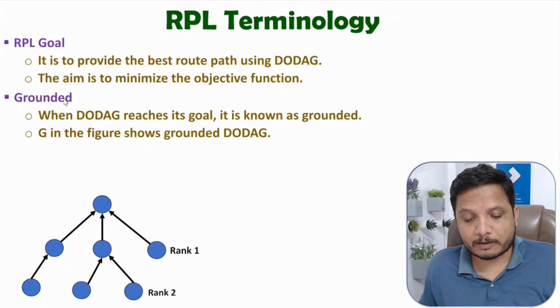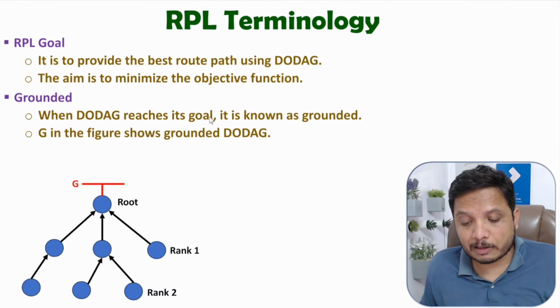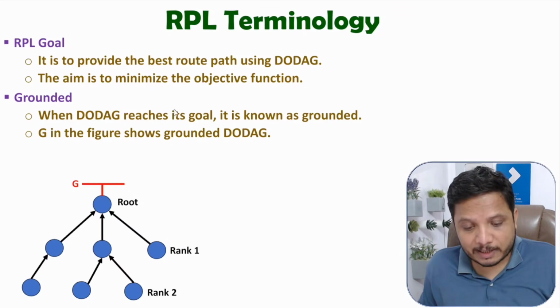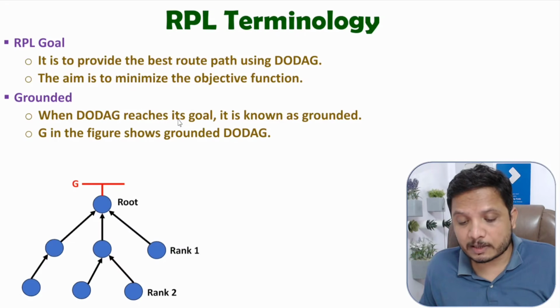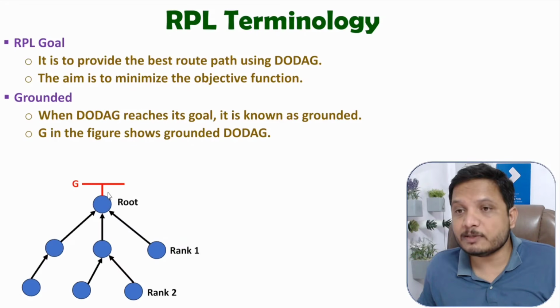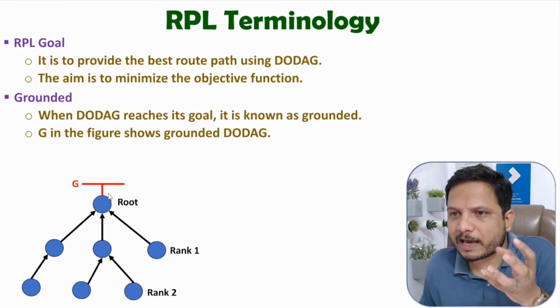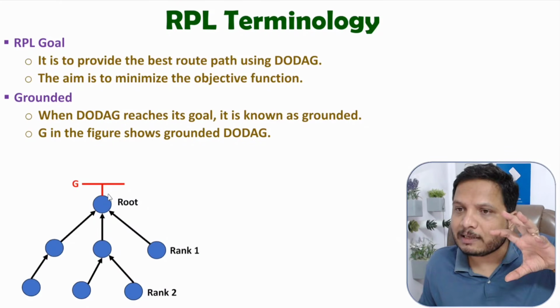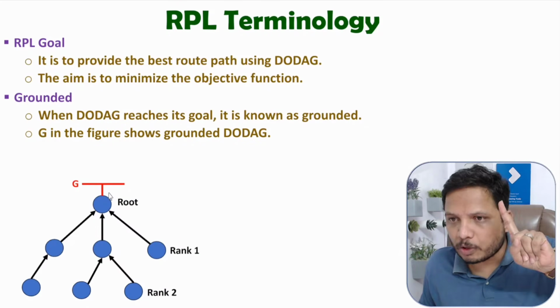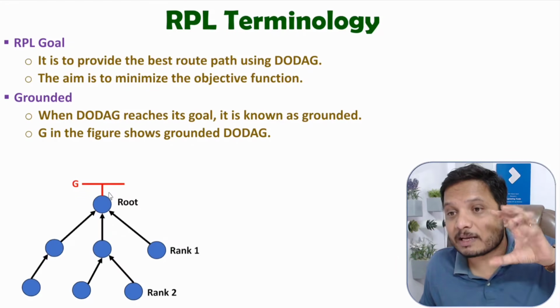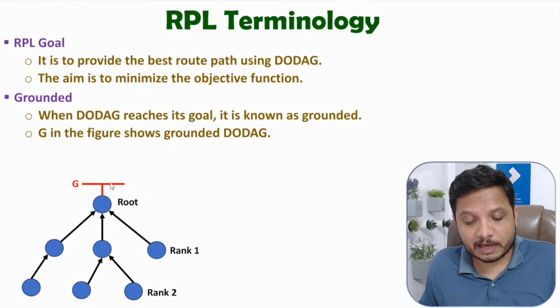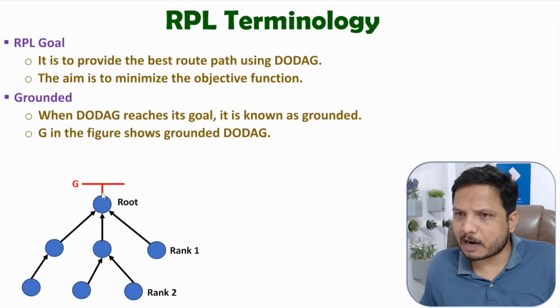See, grounded means what? When DODAG reaches its goal, meaning when the objective function is implemented successfully, at that time you can say DODAG has reached its goal. At that time, that root node is known as grounded. Grounded means we are fixing that node as the root node, right? So once you design that DODAG network, there will be one root node, and if that DODAG network is successfully implemented, then that root node will be grounded. In the figure, G is shown over here, meaning it is grounded now.